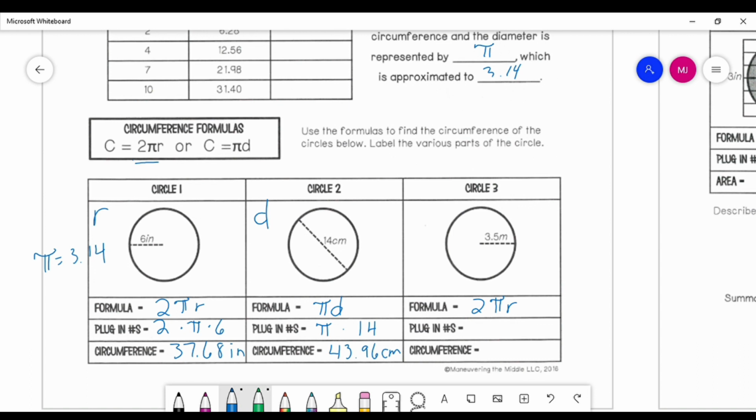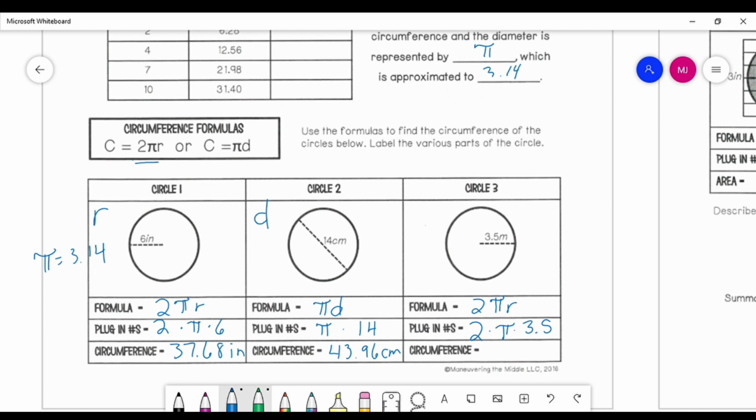It does not. You use the one that sticks in your head the best. Just make sure that you're using radius when it's radius, and make sure you convert it over if you're switching back and forth. So 2 times 3.14 times 3.5. Give me a thumbs up when you got it.